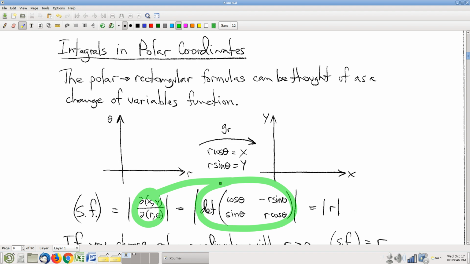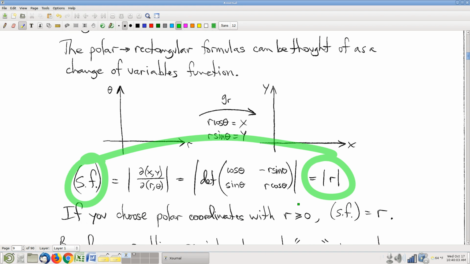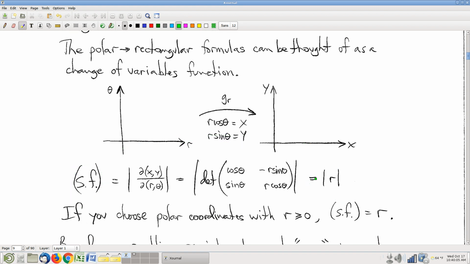The determinant, usual rules, multiply those out and get some nice Pythagorean cancellation. That's cool. How convenient. And here's your answer. Your stretching factor is just the absolute value of r. And that further simplifies if you make the choice that I urge you to make: if you choose to only do polar coordinates with r being positive, then you can lose the absolute values, right? And your stretching factor is just r.